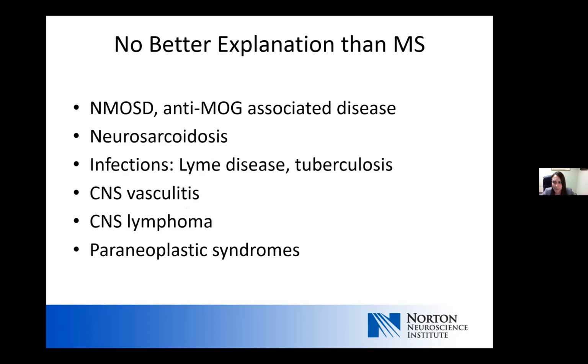So some of the other demyelinating diseases, like neuromyelitis optica and a new one called MOGAD, or MOG antibody disease. Sarcoidosis can affect the central nervous system in about 5 to 10%. Infections like Lyme disease and tuberculosis can be tricky. CNS vasculitis and CNS lymphoma can sometimes look like MS and then very confusingly respond to steroids. And then paraneoplastic syndrome, so in older patients who have a history of small cell lung carcinoma, for example.